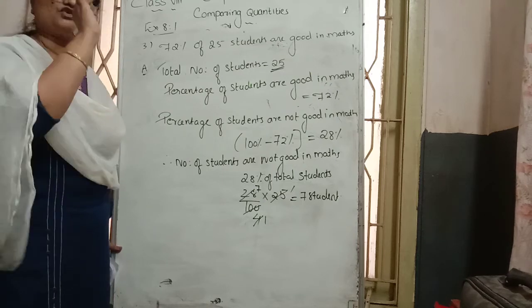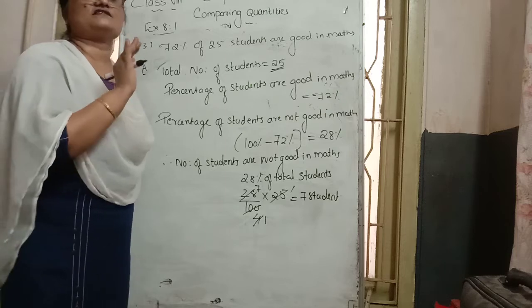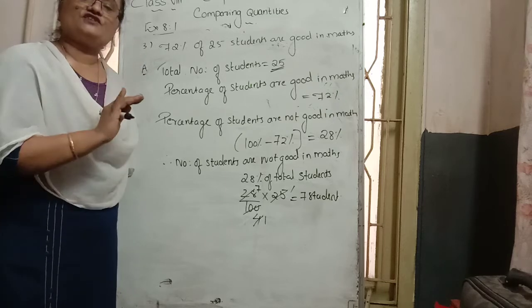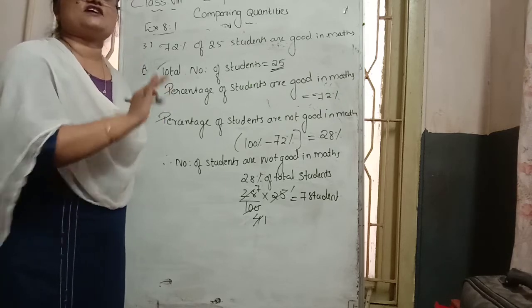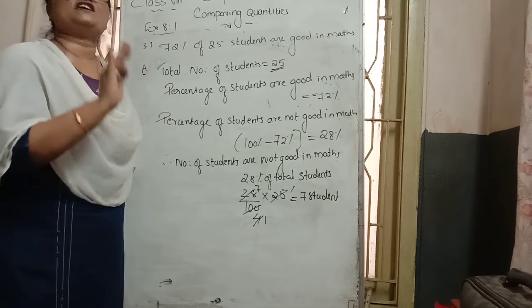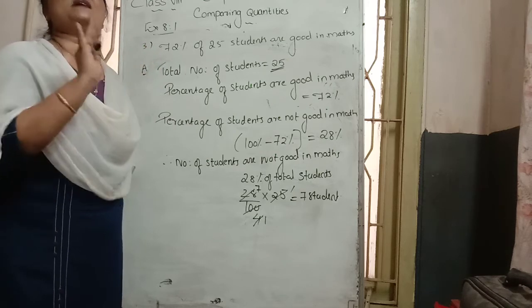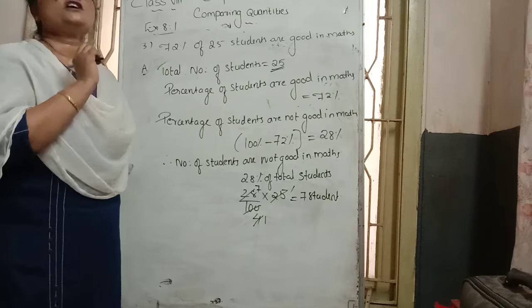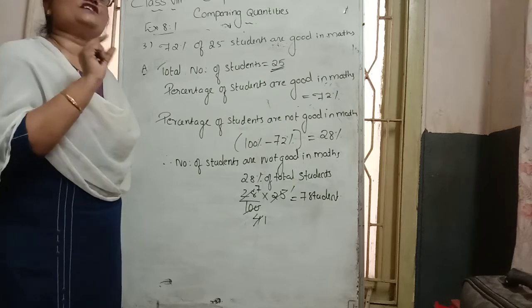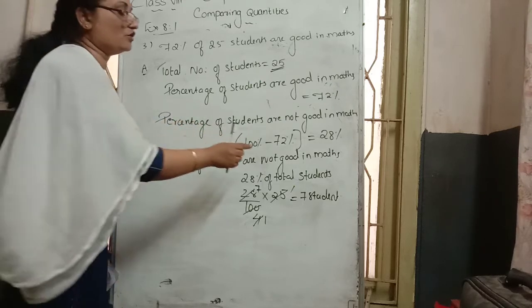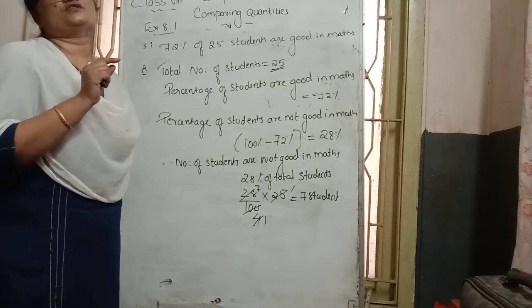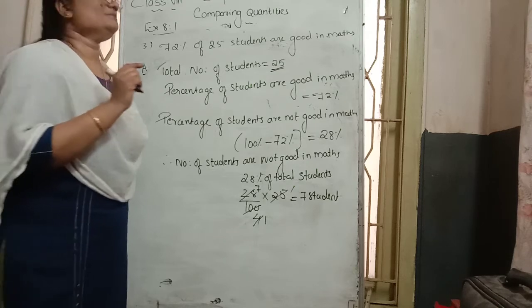That is out of 25. The total strength is 25. Out of 25, 7 students are not good in maths. The remaining 18 students are good in maths. That is the meaning of this question. They are asking for the number of students who are not good, that's why: how many students are not good? 7 students are not good in maths.